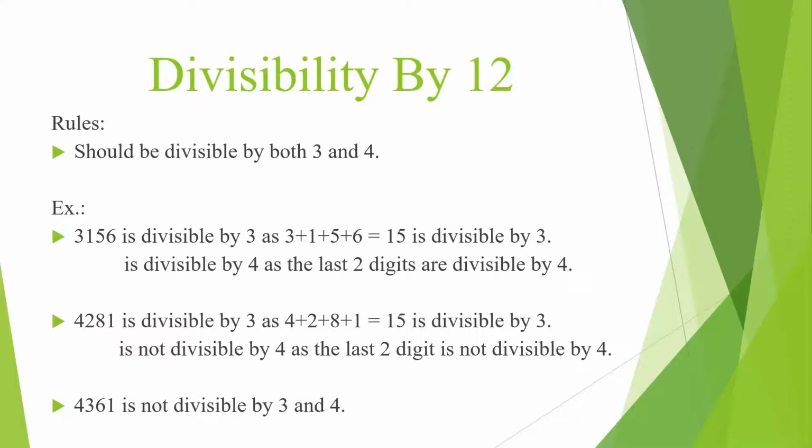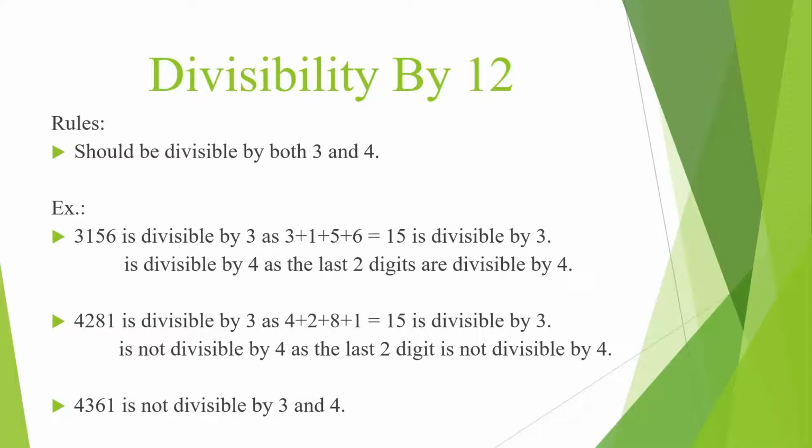Let us consider another example, 4,281. It is divisible by 3. The reason is 4 plus 2 plus 8 plus 1 is 15, which is divisible by 3. But when we consider the last two digits, 81, it is not divisible by 4. The remainder is 1. So 4,281 is divisible by 3 but not by 4, so this number is not divisible by 12.